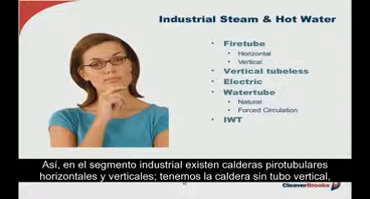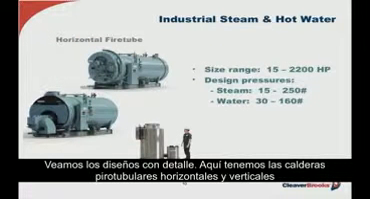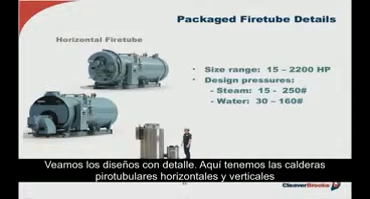So in the end, in the industrial segment, we have fire tube boilers, both horizontal and vertical. Again, we have the vertical tubeless boiler. We have the electric, the water tube, both natural and forced circulation, and of course we have the large industrial water tubes, also known as IWTs. Now, for a closer look at these designs, and we'll start with the fire tube boiler.